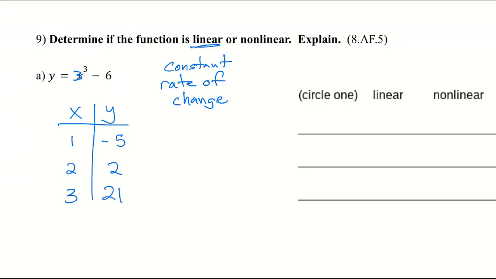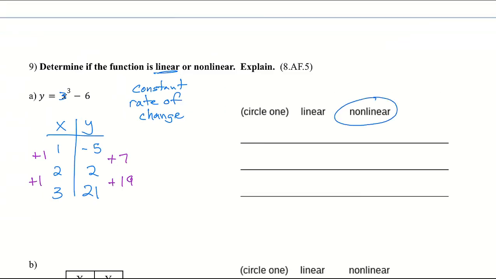So this is not going to work. This is plus 1. This is plus 1. So the x's are fine. The y's are not. So negative 5 up to 2 is 5, 6, 7. And 2 to 21 is 19. So because of that, this is going to be nonlinear. There is not a constant rate of change.